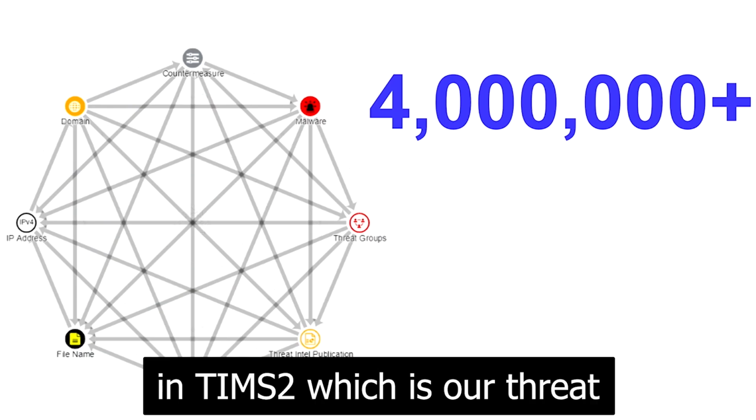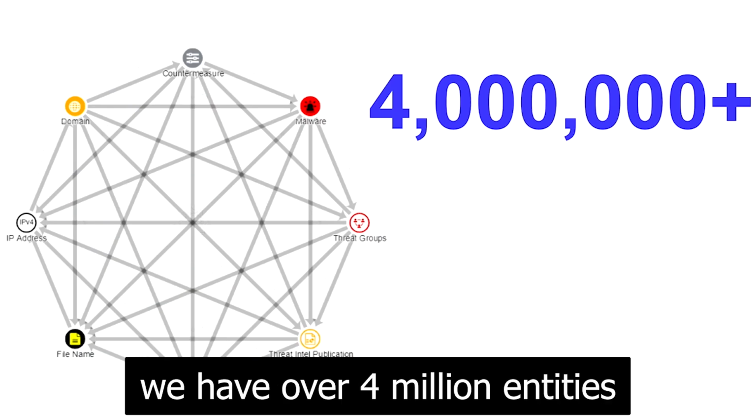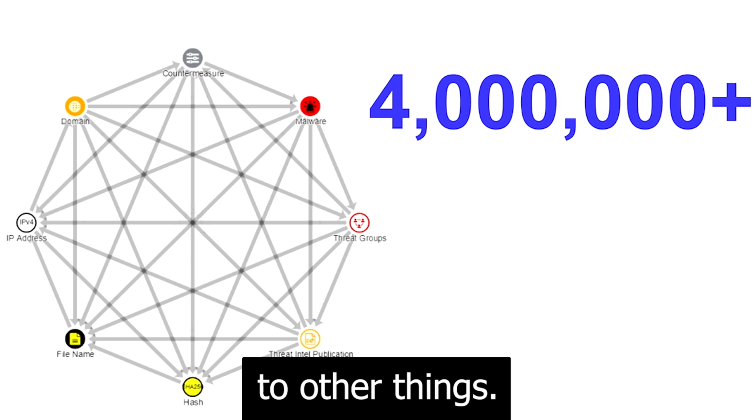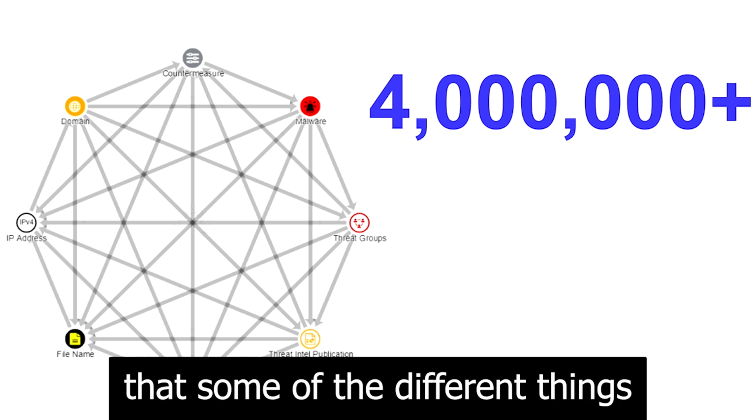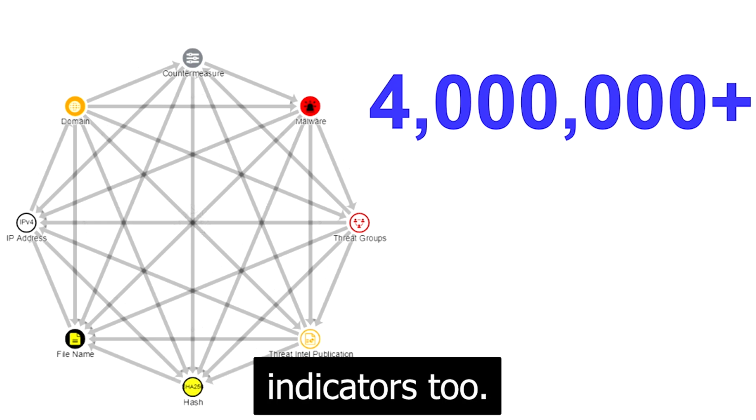Currently in TIMS2, which is our threat intel management system, we have over 4 million entities that we have connected to other things. And as I say, you can see on the left some of the different things that we can connect indicators to.